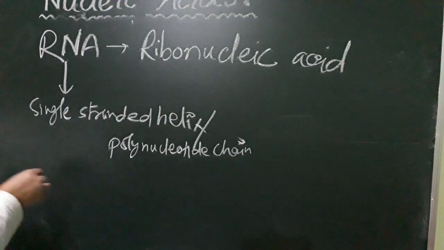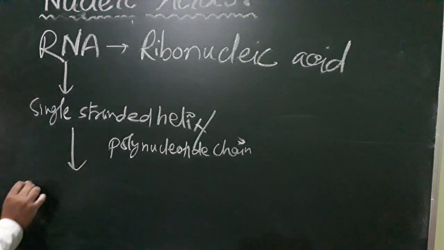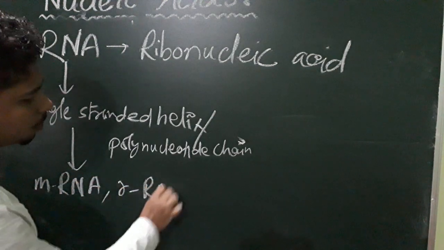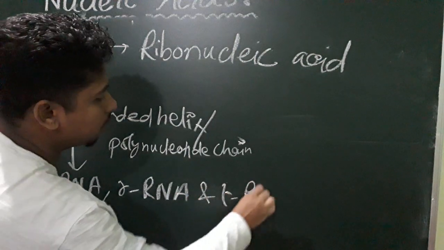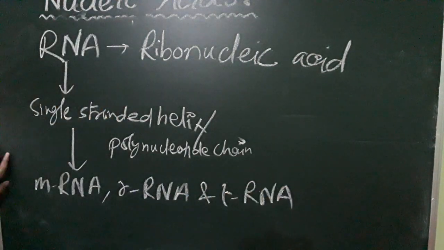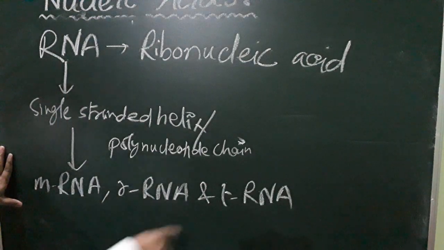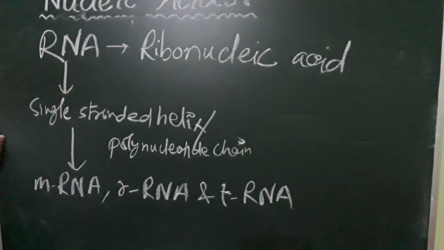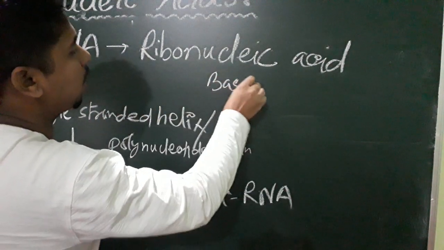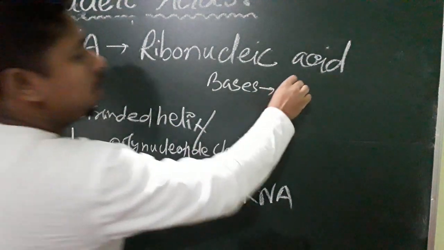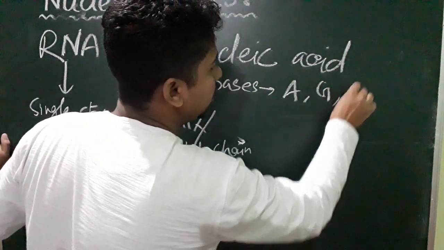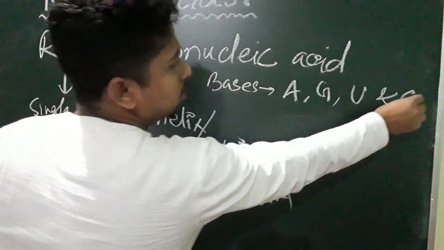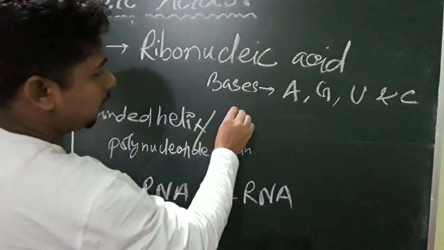There are different types of RNA, for example mRNA, rRNA and tRNA. mRNA means messenger RNA, rRNA means ribosomal RNA, and tRNA means transfer RNA. Now, what are the bases that are present in RNA? The bases are A, G, U and C: adenine, guanine, uracil and cytosine.